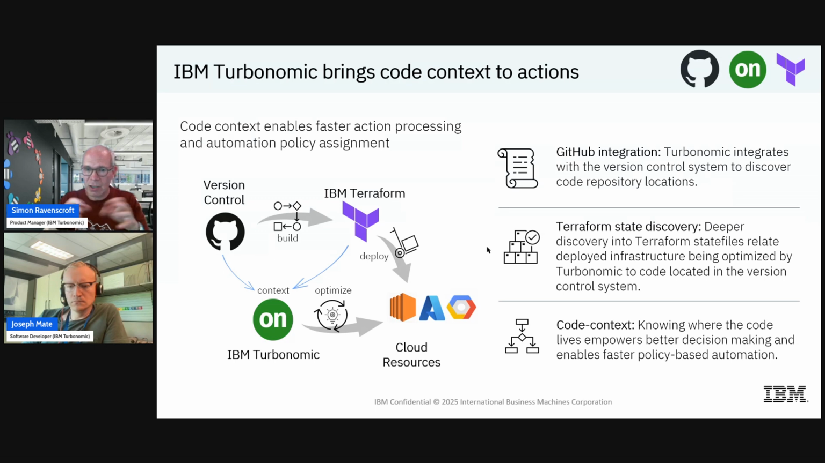If Turbonomic is granted read-only access to that state file, Turbonomic is then able to make the connection. It's able to correlate between what Terraform has deployed, what Turbonomic is already observing and optimizing, and the GitHub code, which is describing what has been deployed. And by bringing all that together, when you're viewing actions in Turbonomic, you're able to see that code context to give you that situational awareness. So what does that look like?